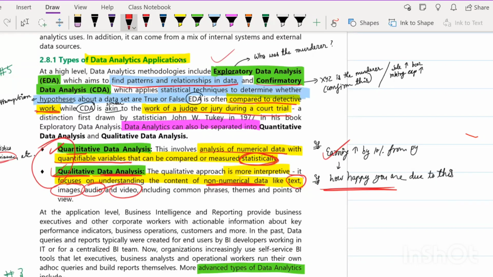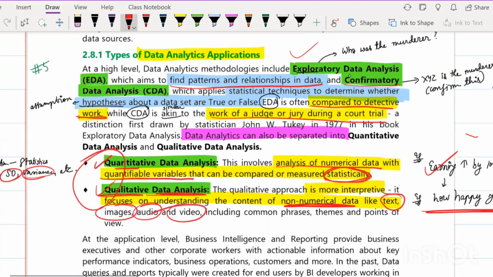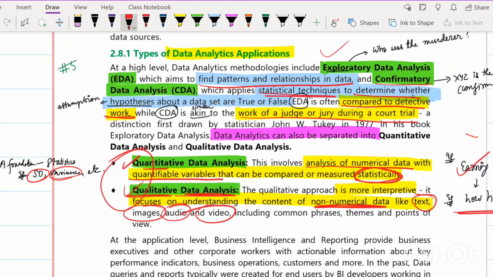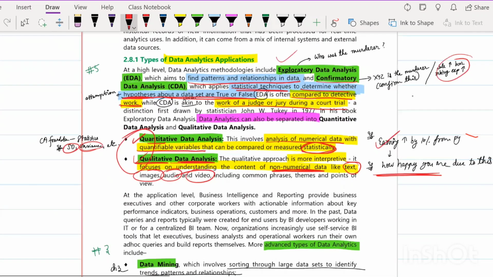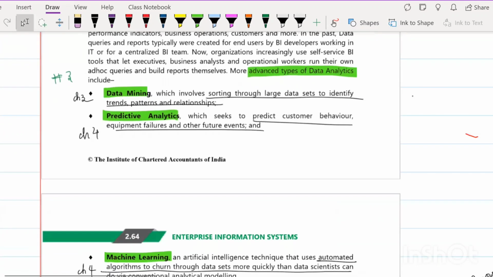Here in exploratory, you try to find out who was the murderer. Here you have the name that XYZ is the murderer, and you try to confirm this information. In the same way, another example might be that you have data that sales has increased due to the marketing expenditure increase. Now, if you're trying to confirm it using your statistical techniques, if you determine whether the assumption, meaning the hypothesis about the data set, is true or false, then that will be confirmatory data analysis. Okay, so I hope you understood that.